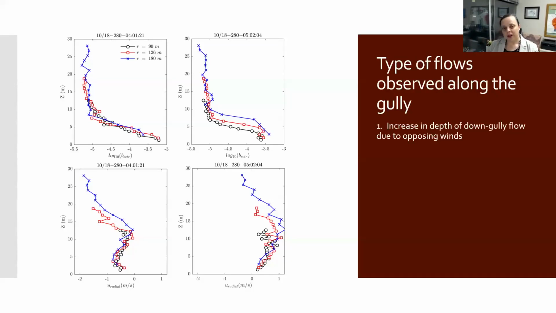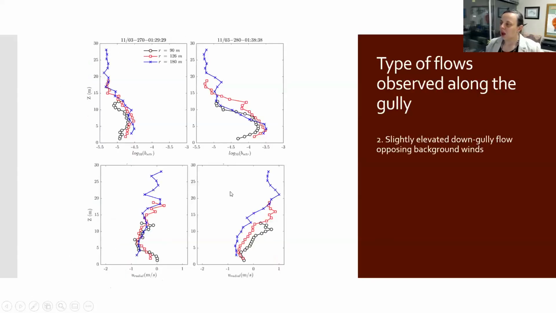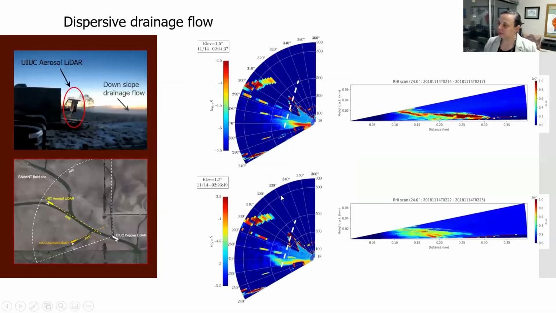When we look at all the IOPs and classify the LiDAR data in this way, we have identified 3 different types of flows from the IOPs. The first being where we see an increase in the depth of down gully flow, which we believe is due to opposing winds near the surface, so winds coming from multiple directions. We also see periods of time where there is a slightly elevated down gully flow during opposing background winds again.